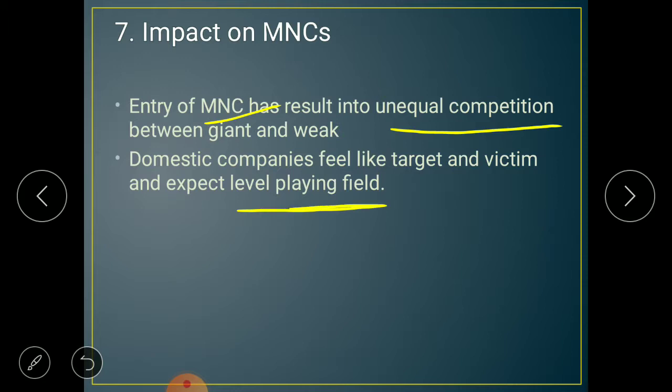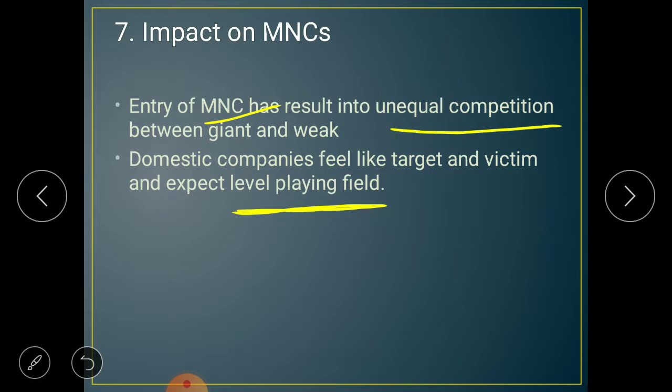What is a level playing field? It simply means that there should be competition between equals. And who are the equals? Those who are the same in strength. If a strong one is in a competition, then the counterpart should be a strong competitor, not a weak competitor. So Indian industries are expecting a level playing field. Either you give us a chance to get strong or you give us reservation, so that unequal can be treated as equal.